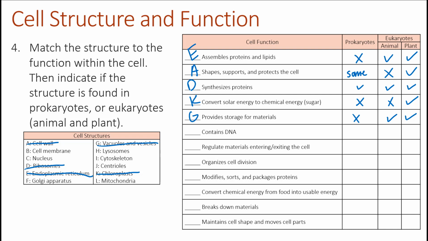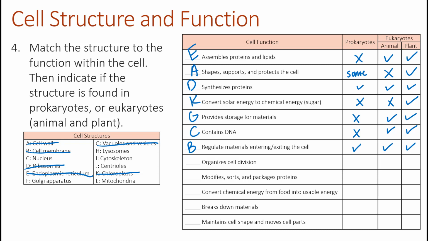Contains DNA, that's going to be our nucleus. So there is no nucleus in prokaryotes, but we do have it in eukaryotic cells, both plant and animals. Regulating what enters and exits the cell is the job of the cell membrane, and all cells need to control what enters and exits the cell, so it's present in both prokaryotes and eukaryotes.